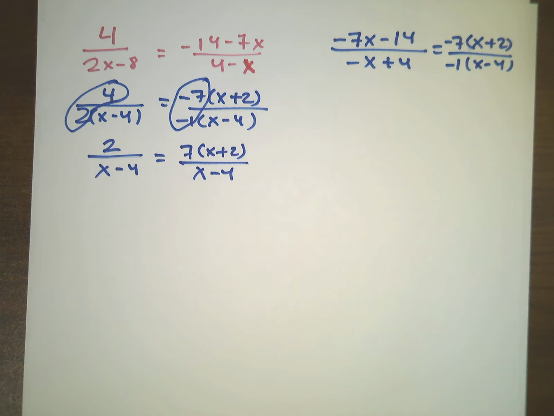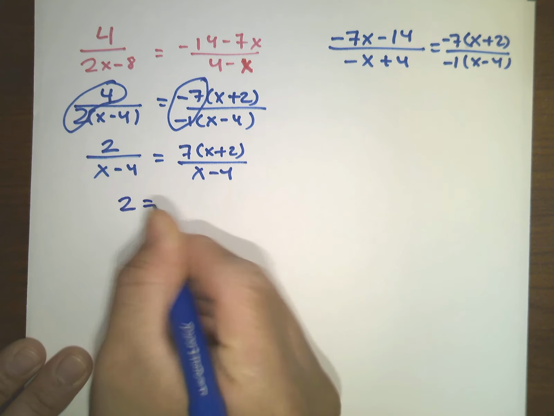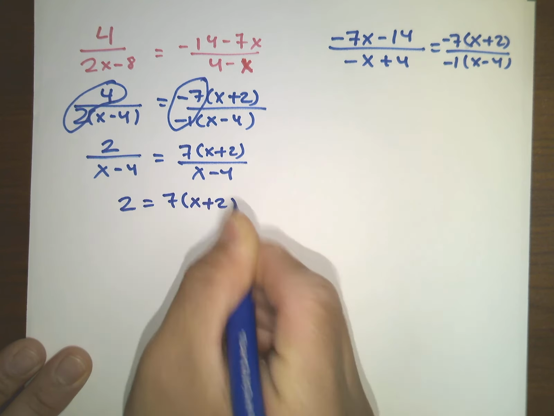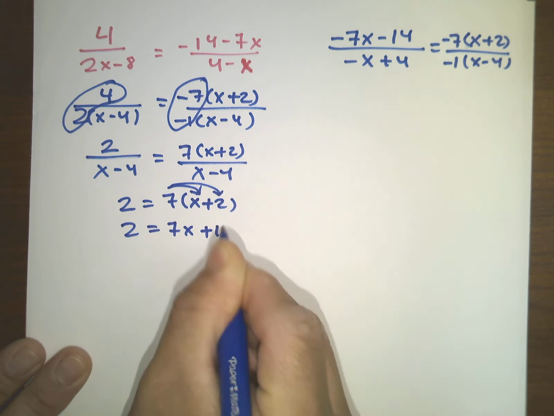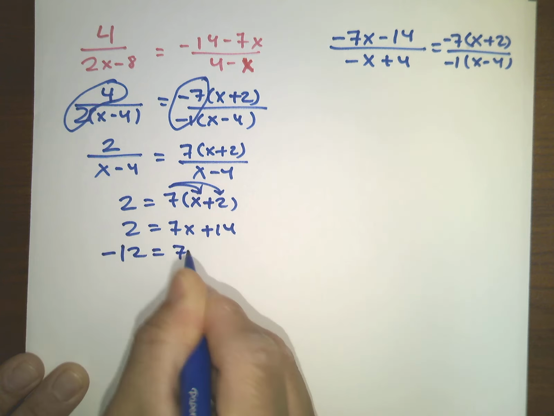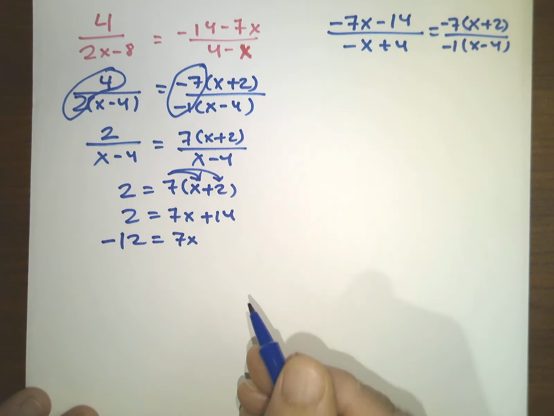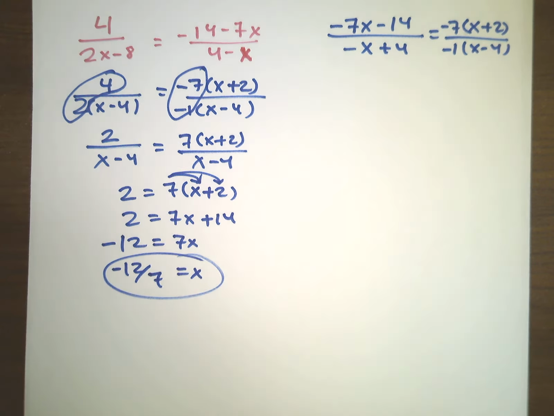Now, these have the same denominators, so I'm going to just set the numerators equal to each other. So 2 is equal to 7 times x plus 2. Distribute the 7, so 2 is equal to 7x plus 14. Then subtract the 14, so negative 12 is equal to 7x. And then divide by 7, and negative 12 over 7 is equal to x. And that is the same answer that I got before.